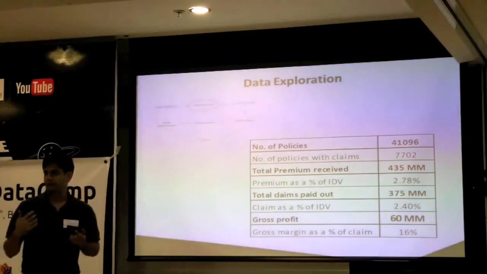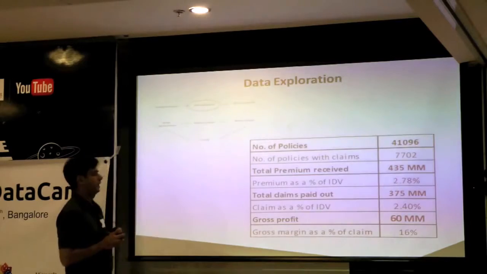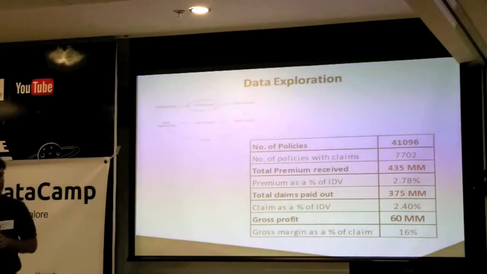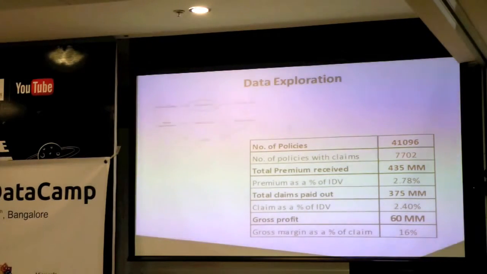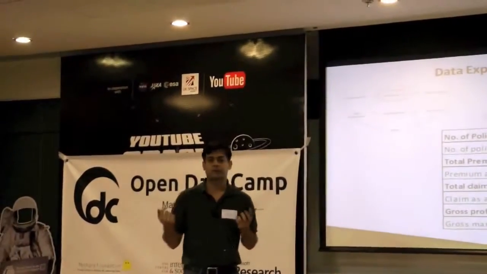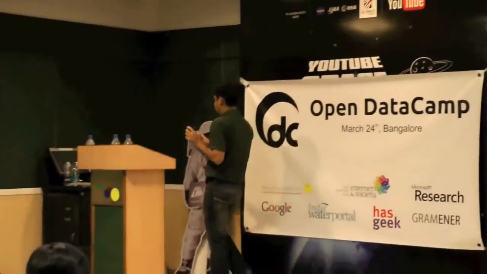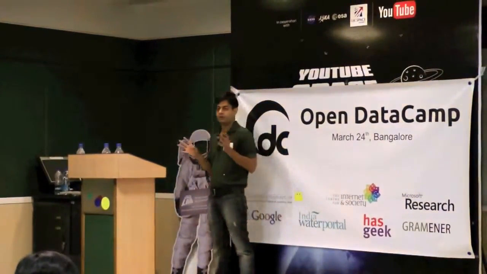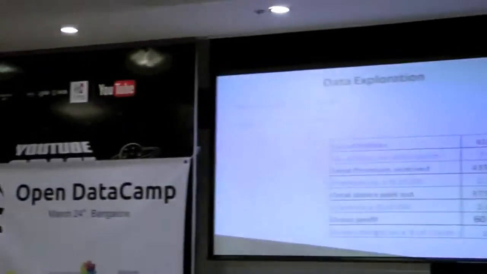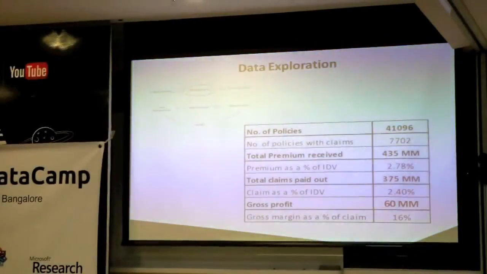So this is what the company is receiving. Total claims paid out: 375 million. Claim as a percentage of IDV: 2.4%. Okay. So essentially, this is what the company is doing. They are charging 2.78% of the IDV as premium, and they are paying out 2.4% as the payout. Right. So this gives us a sense of what the overall data looks like. This is very important because you need to have a very good sense of what the data looks like in order to find out what is unusual, what is different from the rest, right?